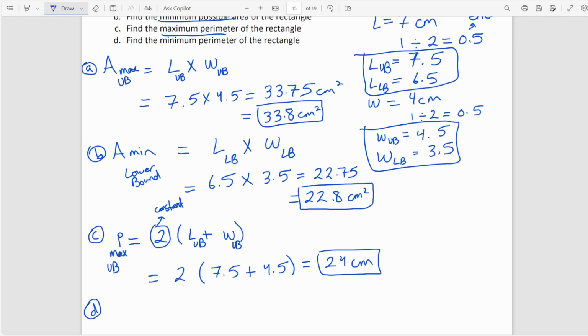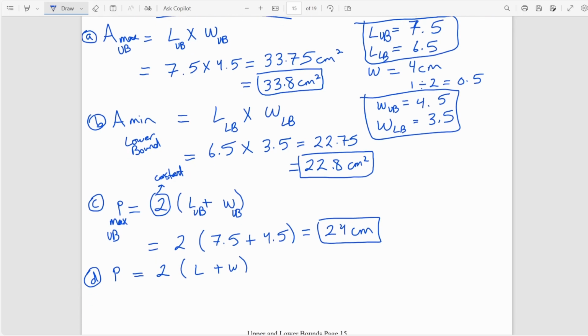Finally, part D, the minimum perimeter of the rectangle. So perimeter is equal to, again, 2 times length plus width. But this time we want the minimum for P, or the lower bound. So again, we have the length plus the width times 2. We want the minimum of length plus width. This is an addition operation.